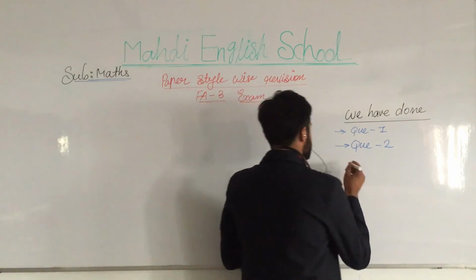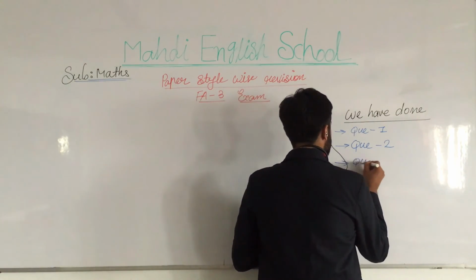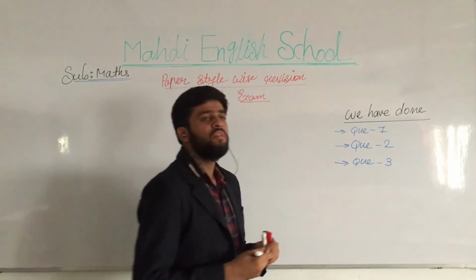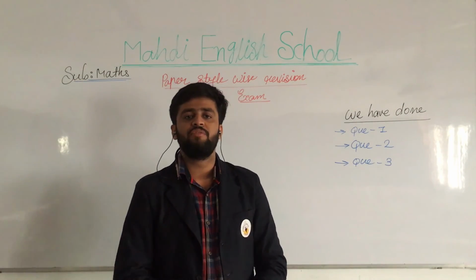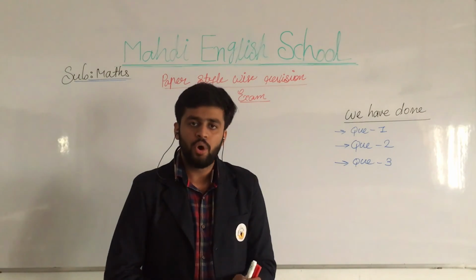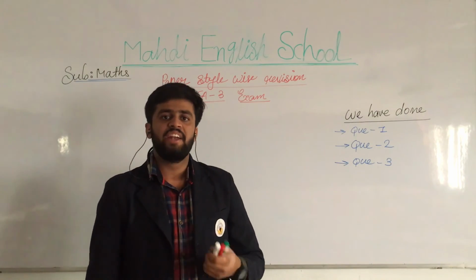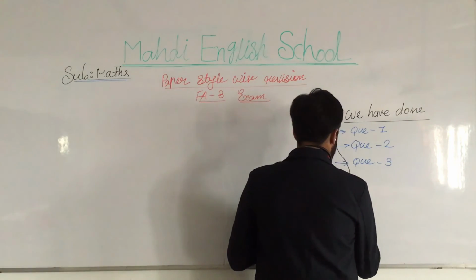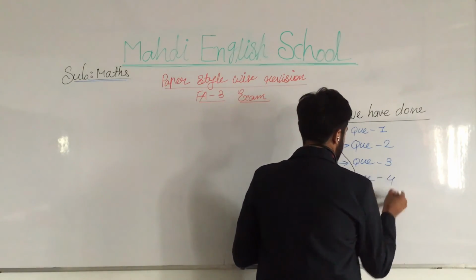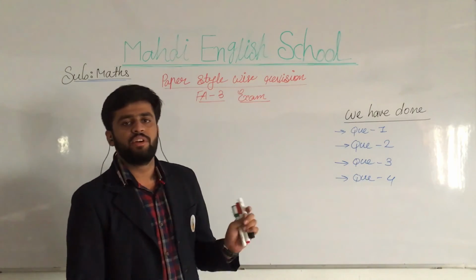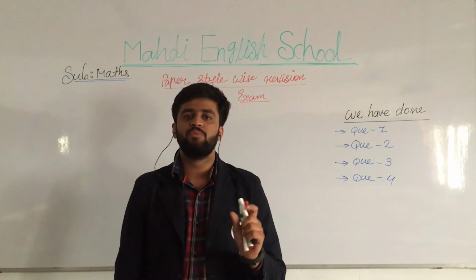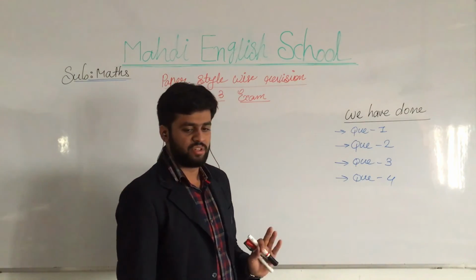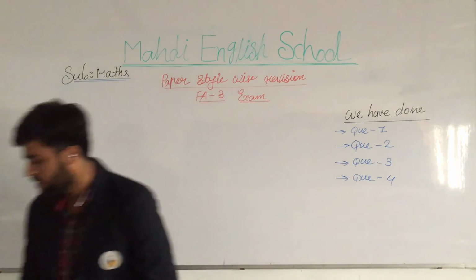Now we will move on, my dear students. Question number 3: choose a fraction for how much it holds. This question also we have done, and it is how many marks? 4 marks. Okay, and in the last session we did question number 4: is the dotted line the symmetrical line? We have to say yes or no. Understood? So we have done 4 questions. Now we will move on to question number 5.